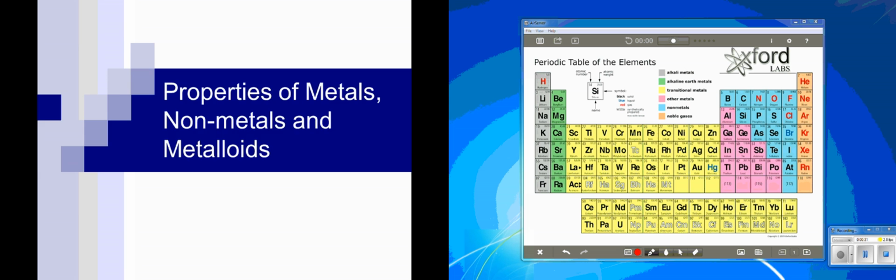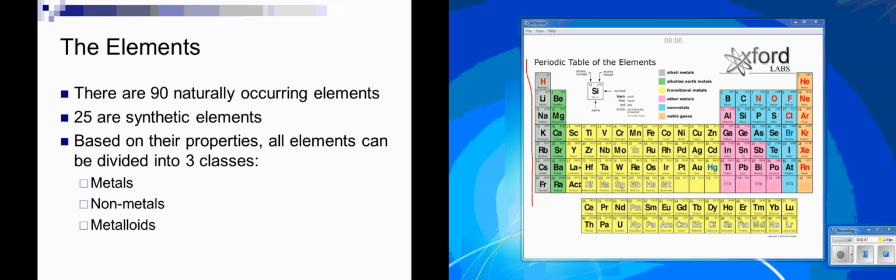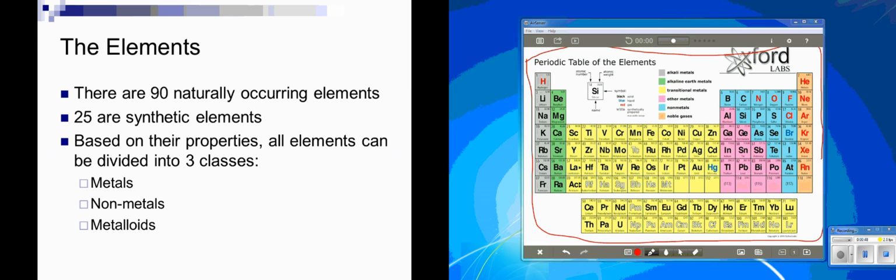Now, if we go on to the first slide with all the elements, there are 90 naturally occurring elements in relation to the periodic table. 25 of them are synthetic, which means that they are man-made. And then based on their properties, all elements can be divided into three classes: the metals, the nonmetals, and the metalloids. And that's what we're going to talk about.